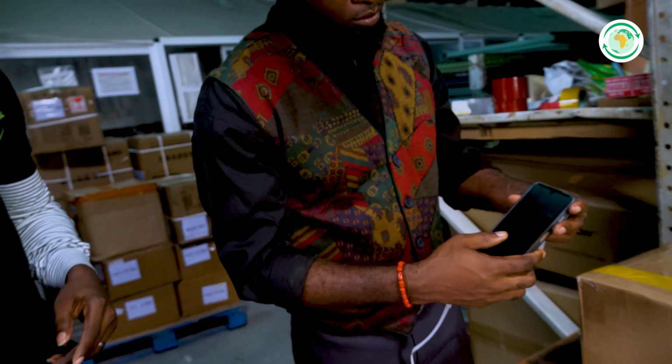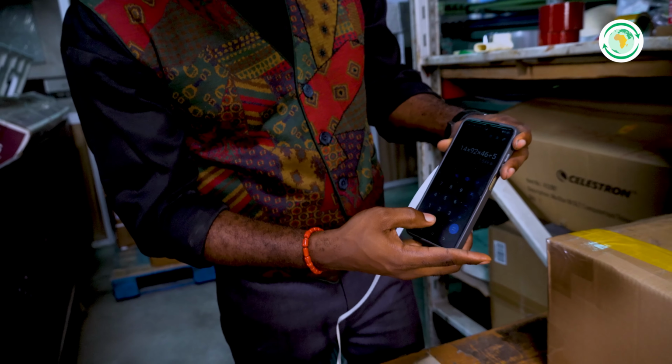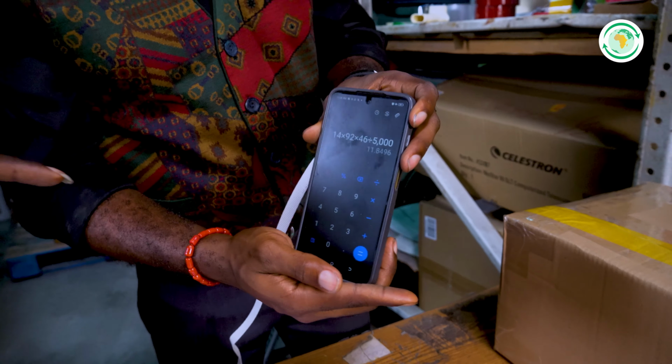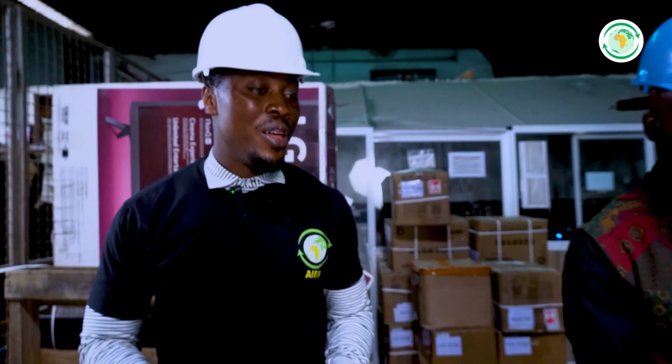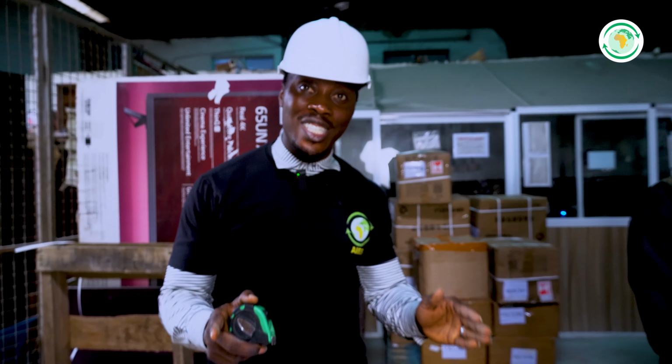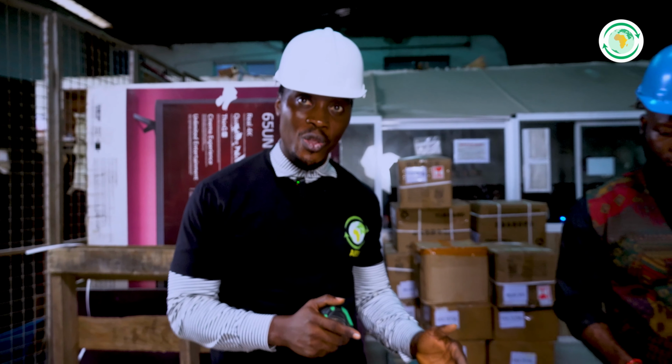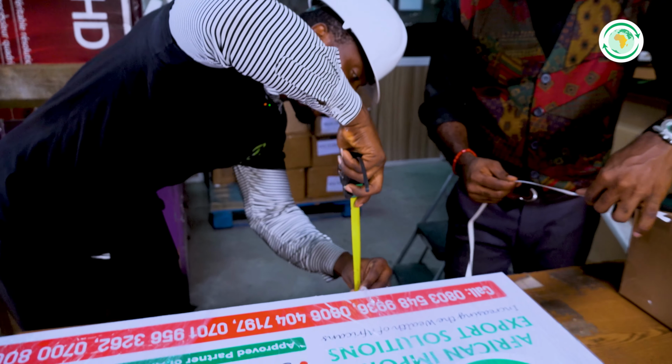So do this other dimension. Let's see what it will give to us. Divided by 5,000. 11.8, which is 12 kg. That's the dimensional weight. Now, we are going to take the right dimension to see what it will give us. We're starting from there.